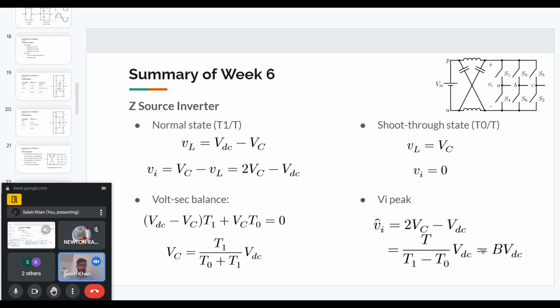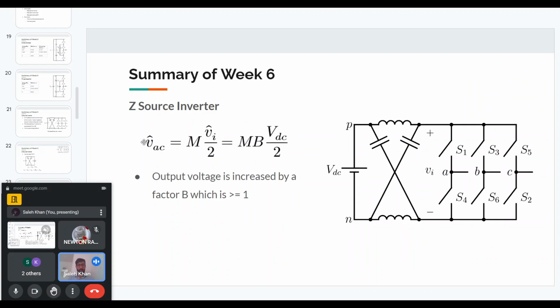So if we now want to find the output AC voltage, which is given by modulation index times VI by 2, and we substitute the value of VI from the previous case, we will get M B times VDC by 2. So the output voltage can be greater than the input DC voltage, because for the VSI we can only have buck operation, but in case of a Z source inverter we can have both buck as well as boost operations. It's a buck-boost inverter. That is the advantage of having a Z source inverter, and that is why we use these kinds of inverters.